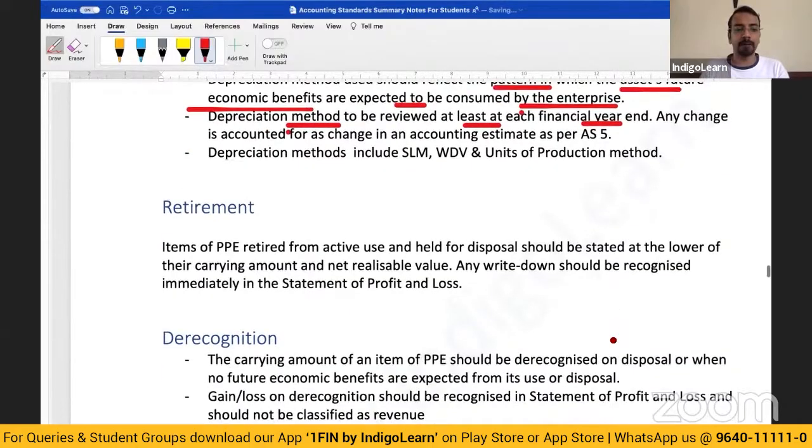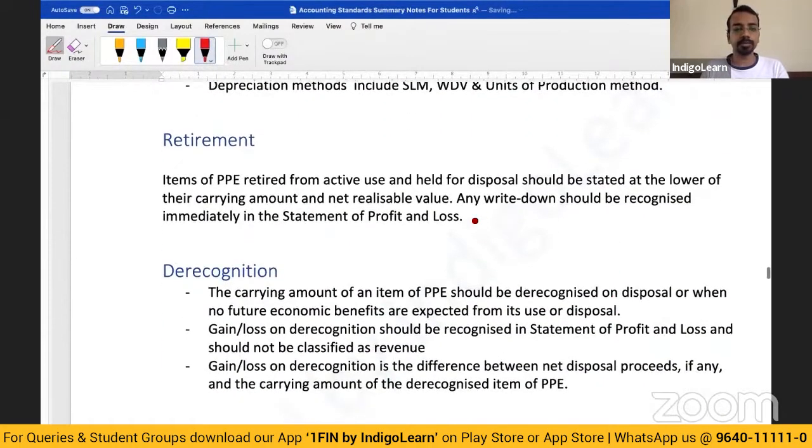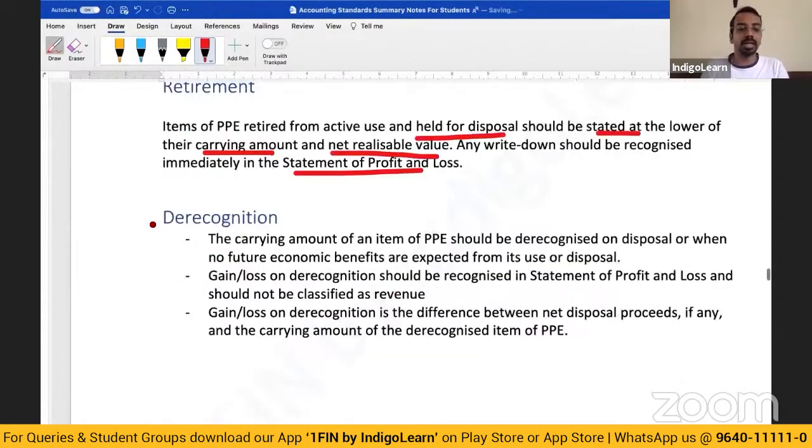Okay. Then retirement. Whenever you are retiring, and retirement means now you are no longer using it and you have held it for disposal, you should state it at the lower of carrying amount, which means the original cost minus depreciation minus impairment, or the net realizable value. If there is any loss here, then you have to again take it to the statement of profit and loss. Okay. Then derecognition.